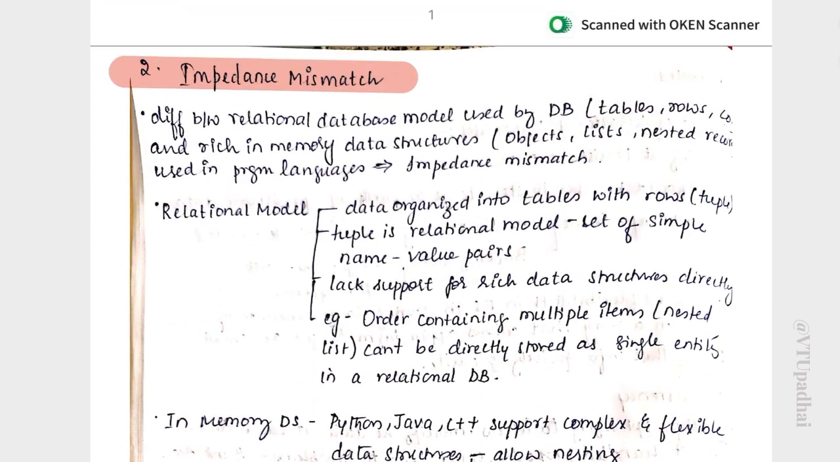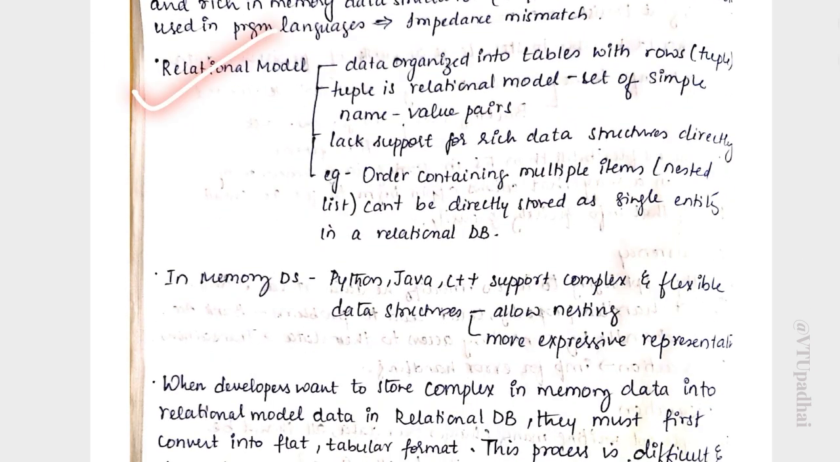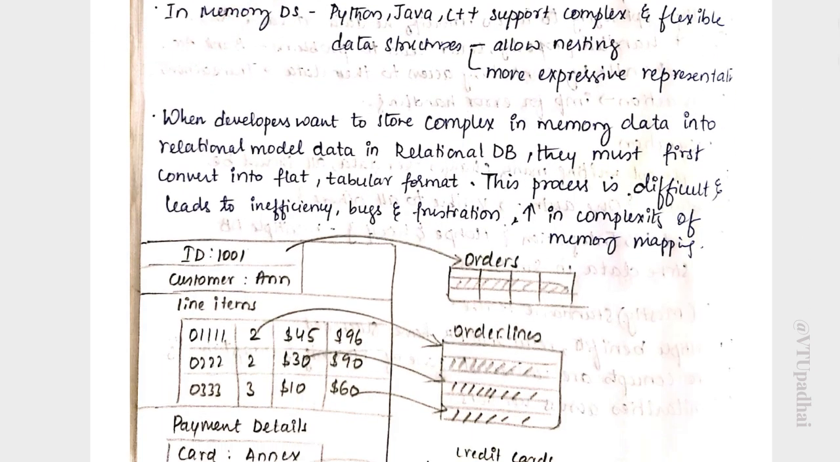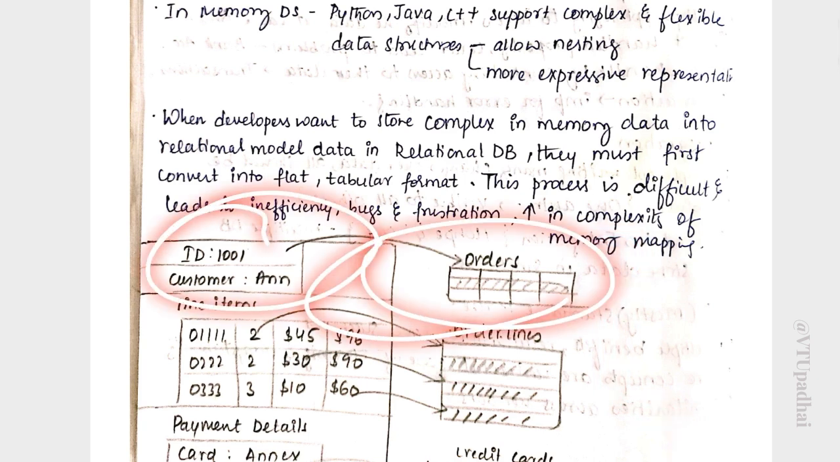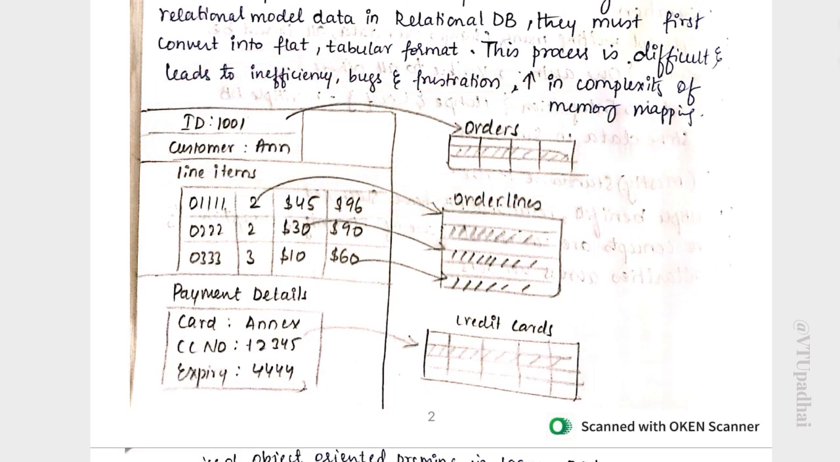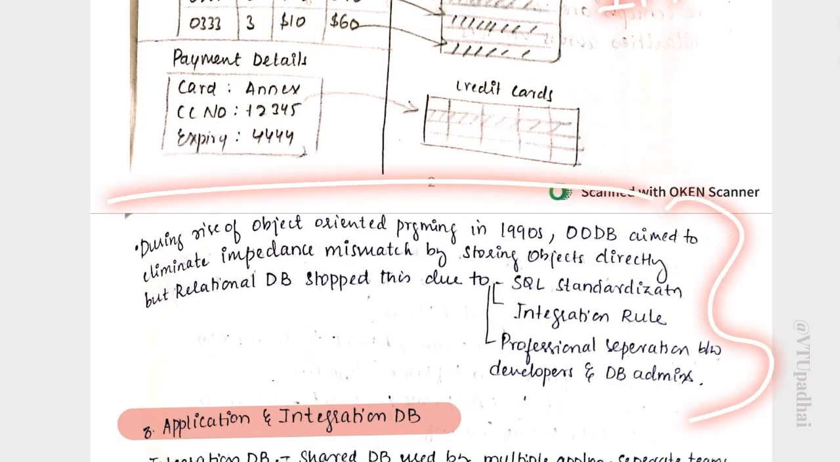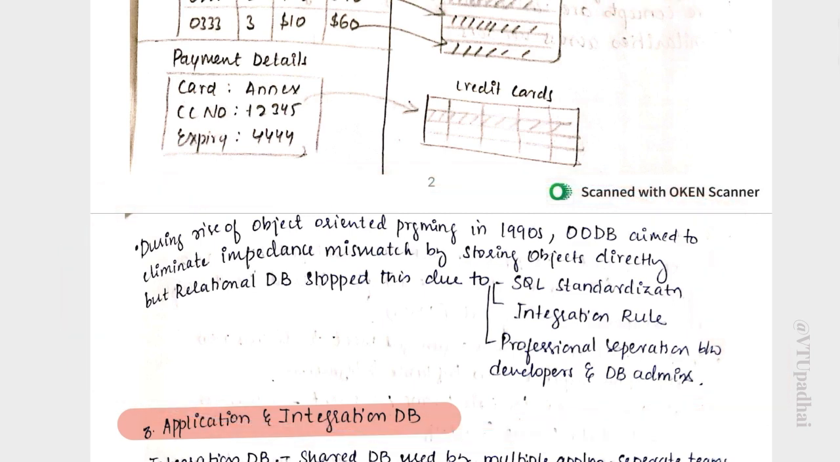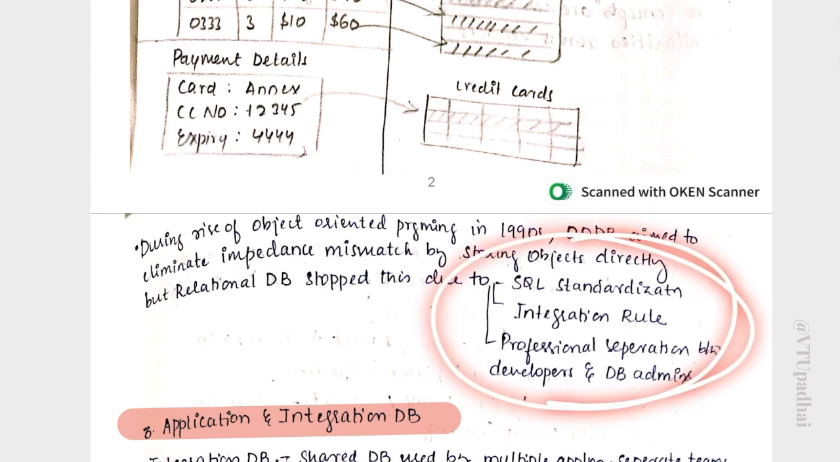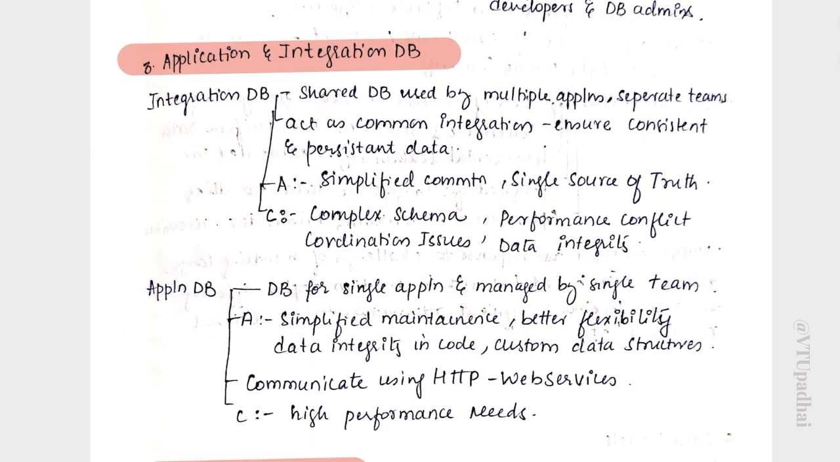So if they ask about impedance mismatch, you have to explain what the relational model is, what in-memory data structures are, draw this figure, and then explain what each and every table means and how it speaks about the impedance mismatch. Then also include these points: what the object-oriented challenge is, and what the points are which stopped the application of object-oriented databases. Next we have application and integration databases.